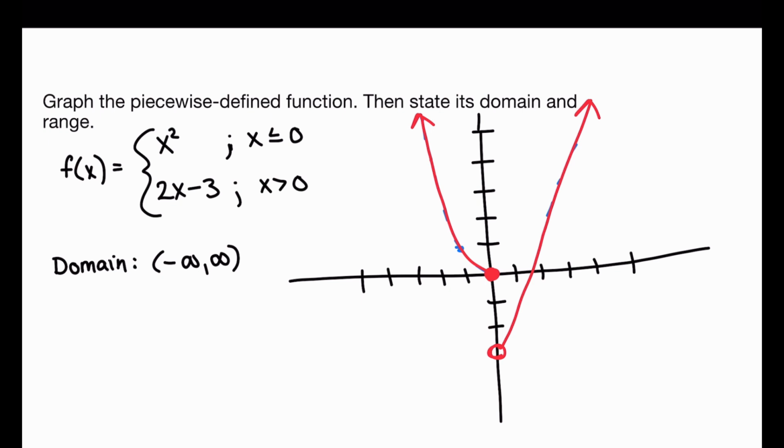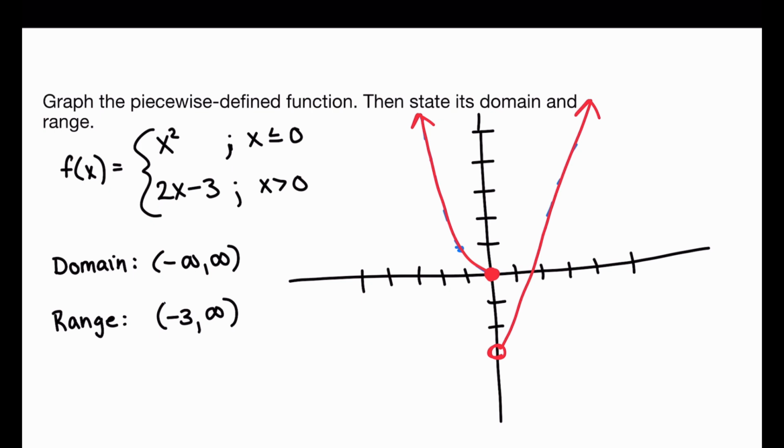Now the range is the y values, so I'm going to read from the bottom to the top. This graph starts at y equals negative 3, and there's an open circle there. And then this graph exists all the way up to positive infinity. So negative 3 to positive infinity, not including the negative 3, would be my range.